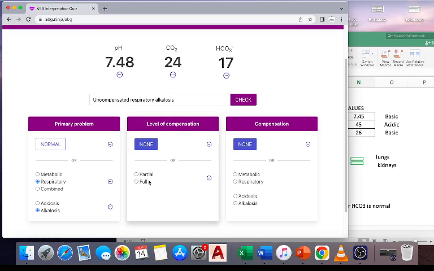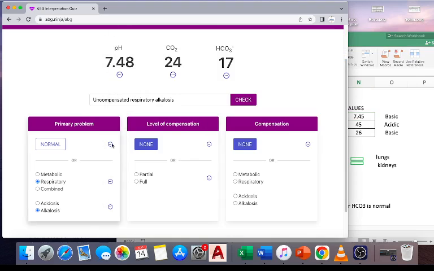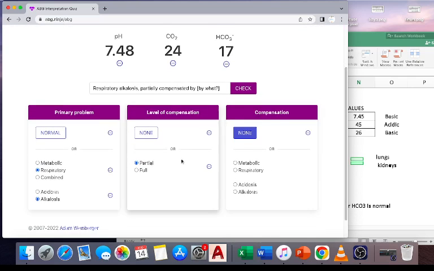Now here, whenever we look at partial or full, it's always the pH. Is it within the normal limit? If it's within the normal value, 7.35 to 7.45, there's full compensation. But if it's still outside of the normal values, just like in this case, it's alkalotic, so I'd answer partial. Once again here, I'd use the counterpart of respiratory, which is metabolic, and the counterpart of alkalosis, which is acidosis.